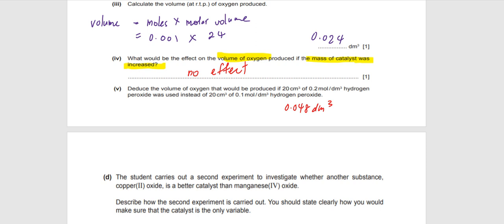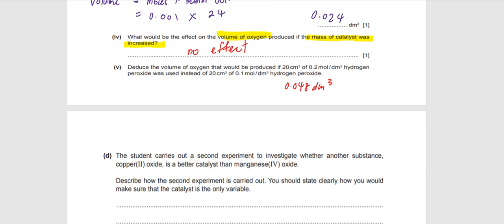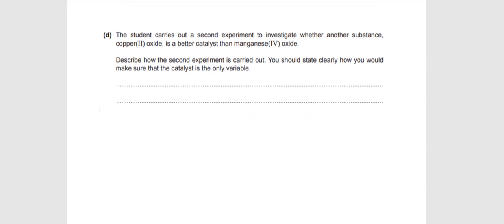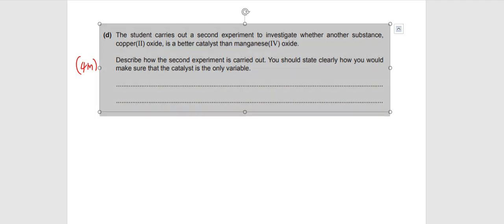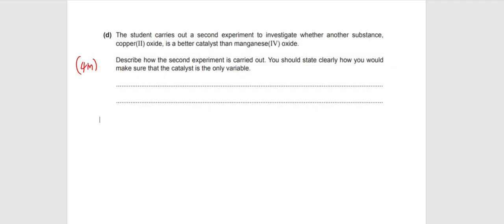Okay? Alright, the student carried out a second experiment to investigate. This is actually a 4-mark question. I didn't have place to put the marks. The student carried out a second experiment to investigate whether another substance, copper(II) oxide, is a better catalyst. Describe how the second experiment is carried out. You should state clearly how you will make sure the catalyst is the only variable.